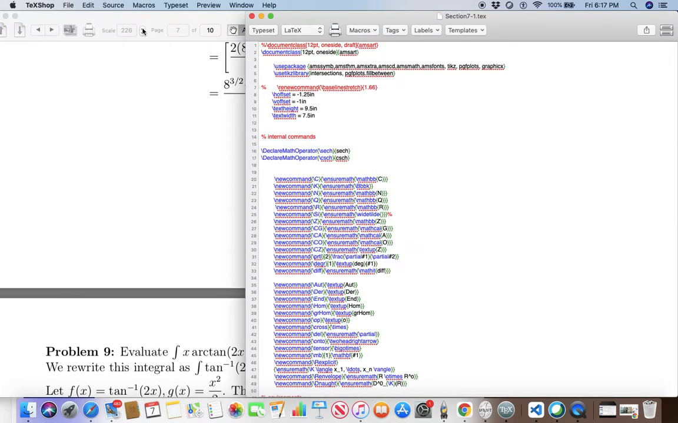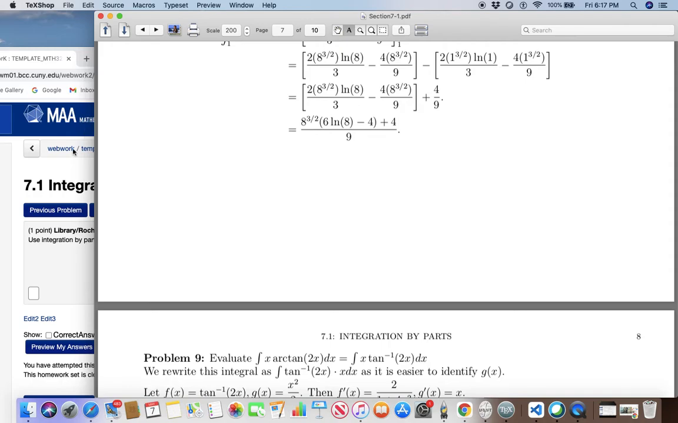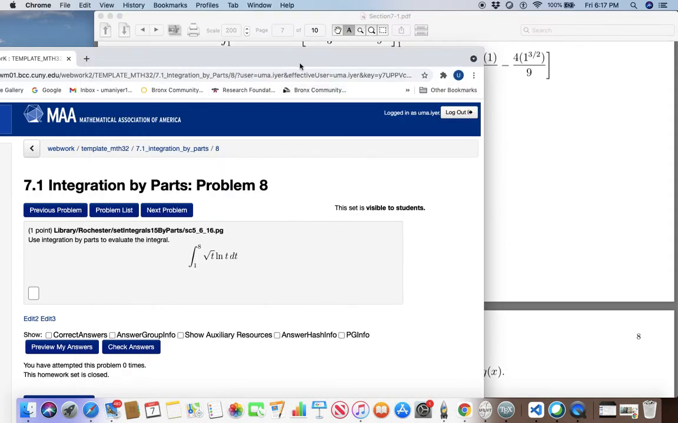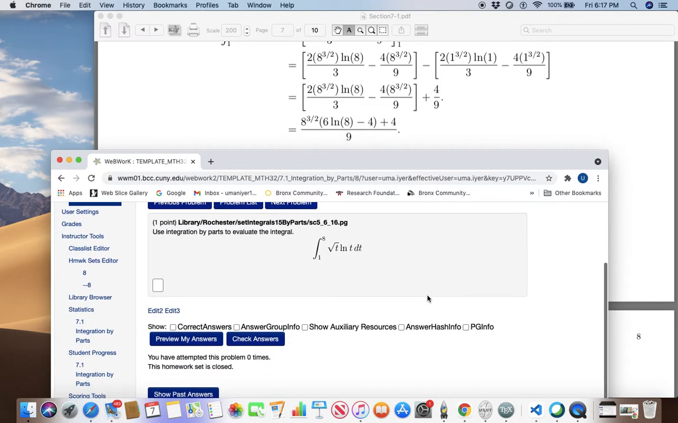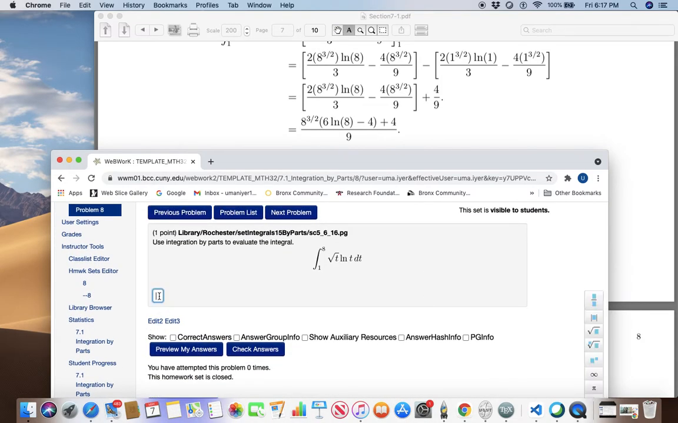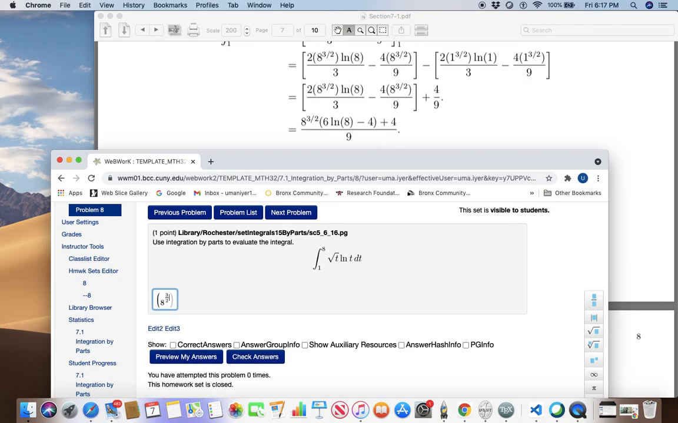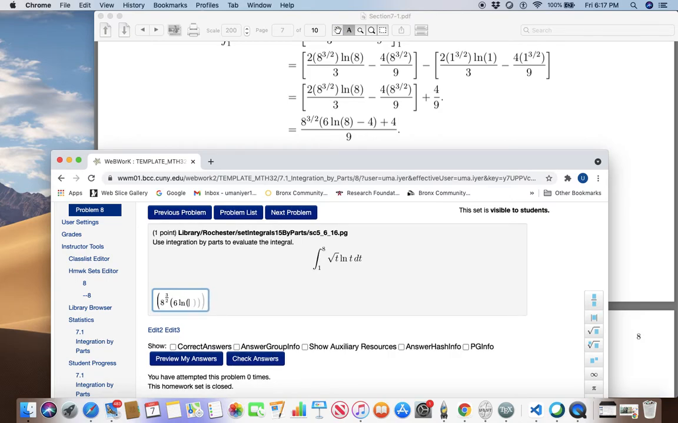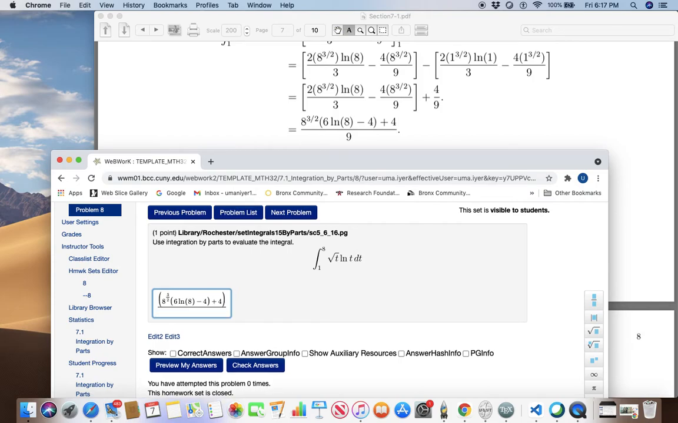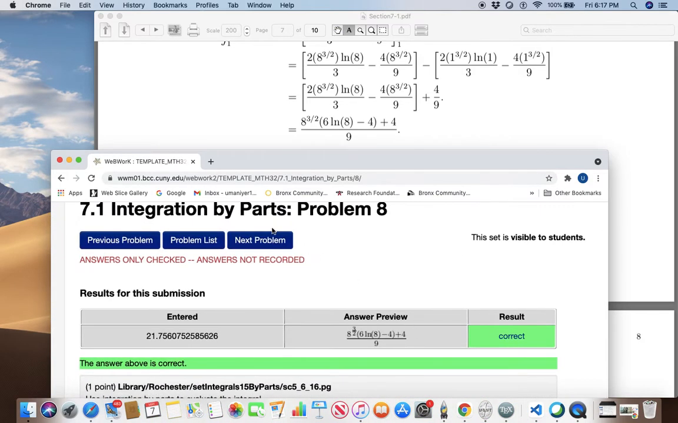Let's get, whoops, not that one. There you go. This one. Let's check. It's a long looking fraction, so I'll introduce parentheses. 8 power 3 halves, parenthesis 6 natural log 8 minus 4, plus 4, all over 9. All right, that's correct.